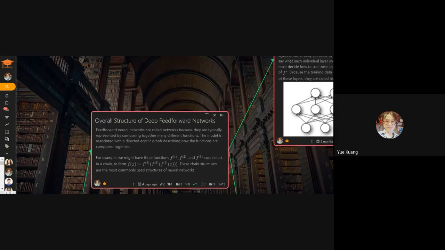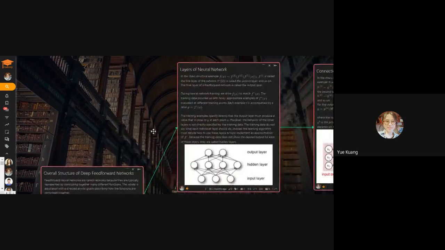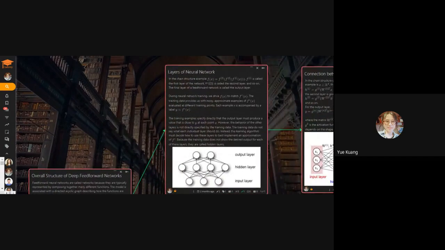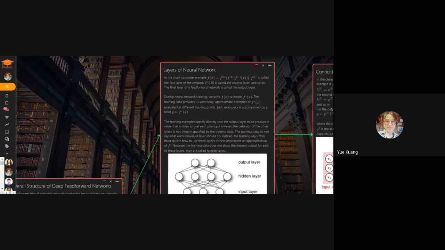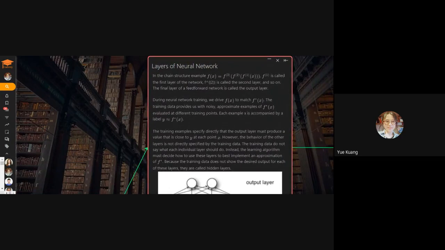So I will introduce the layers of a neural network to you. In this specific example here, f1 is called the first layer of the network, and f2 is called the second layer, and so on. The final layer of a feedforward network is called the output layer.